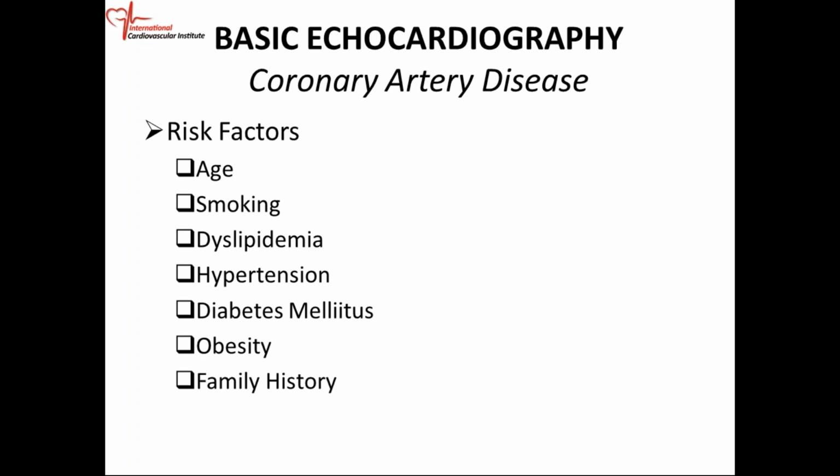So, all right. What are some of the risk factors that predispose one to coronary artery disease? Age. The older you get, the greater your chance of developing coronary artery disease. Smoking, very potent risk factor. Dyslipidemia, as we talked about in the mechanism. So a high LDL, high bad cholesterol, a low HDL, which is the good cholesterol, is also predisposing. Hypertension, diabetes, obesity, and a family history. So these are some of the more common risk factors.